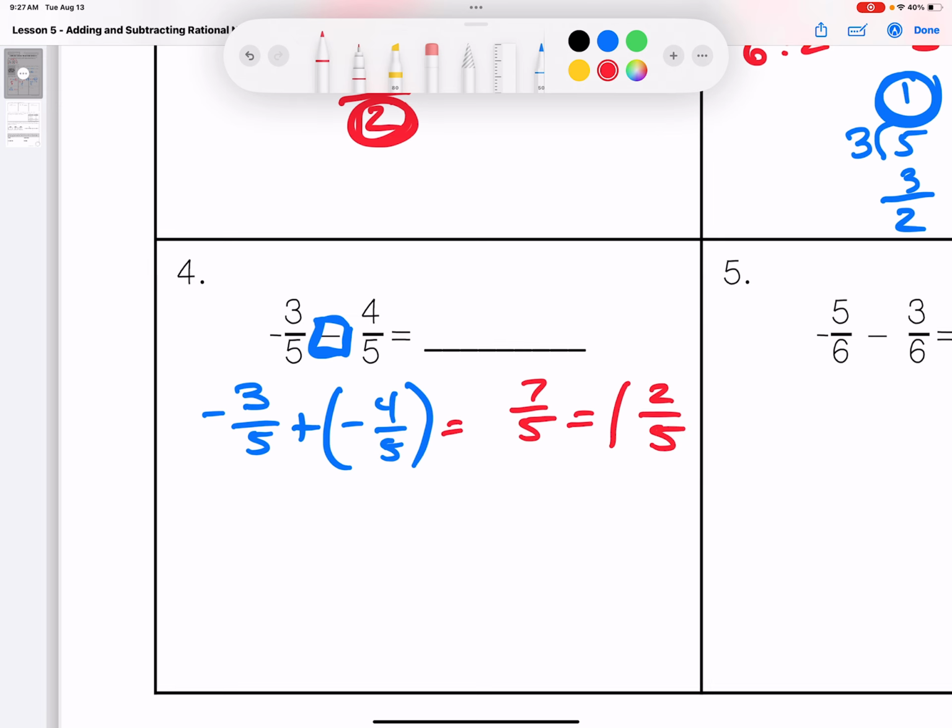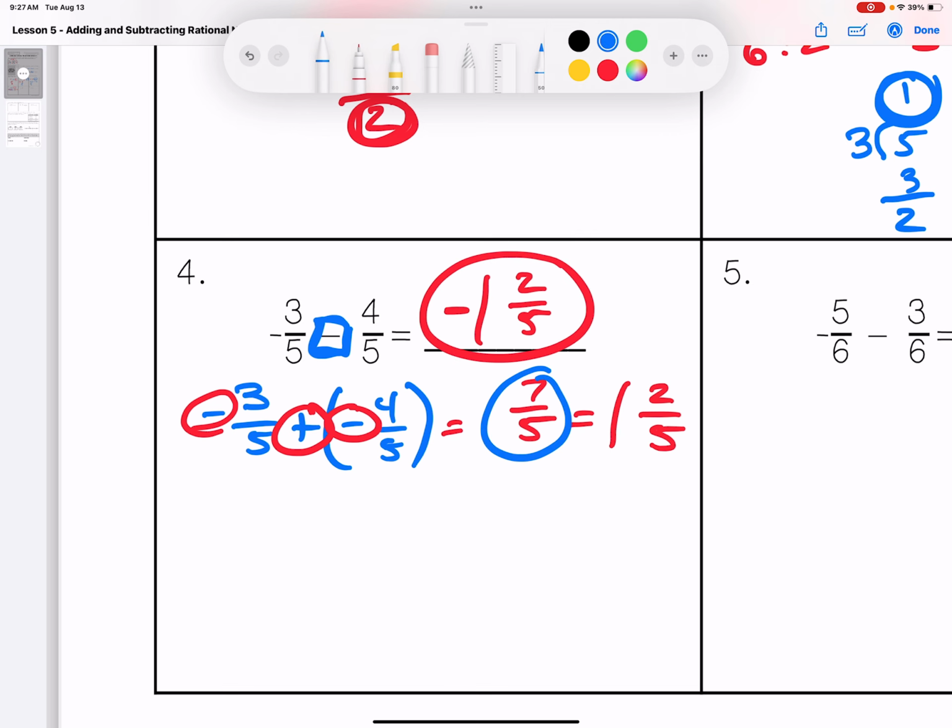Now, that is not the answer, though. Why is that not the answer? Because we are adding two negatives, okay? So we just keep the sign. So the answer is negative 1 2/5. How did I go from 7/5 to 1 and 2/5? You just divide 7 by 5. You get 1 with 2 remainder, okay? And the denominator doesn't change.